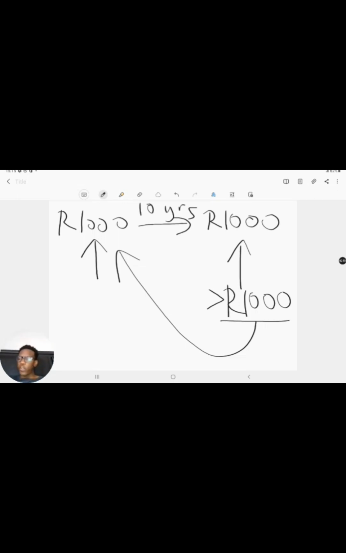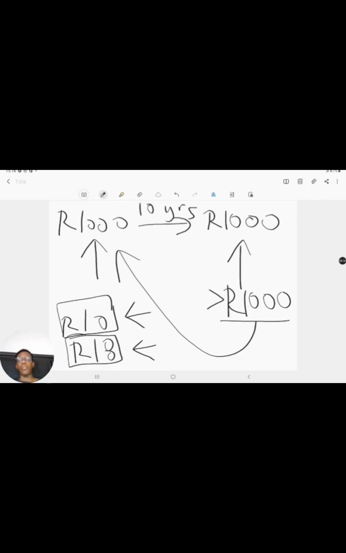Let me give you another example. I like this bread example. Two to three years back, bread might have cost 10 rands. Bread today costs about 18 rands. So 18 rands today is worth what 10 rands was back then. This 18 rands is as valuable as 10 rands from a couple of years back. So it's the exact same concept.